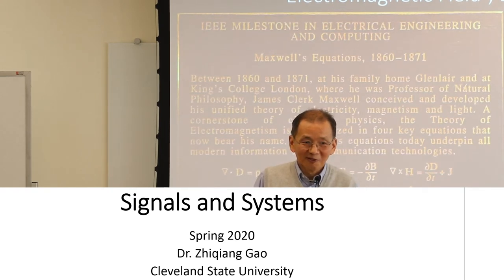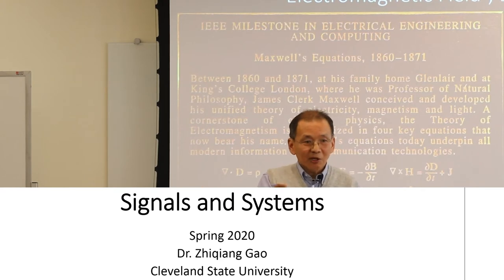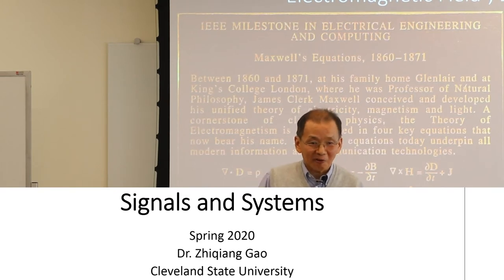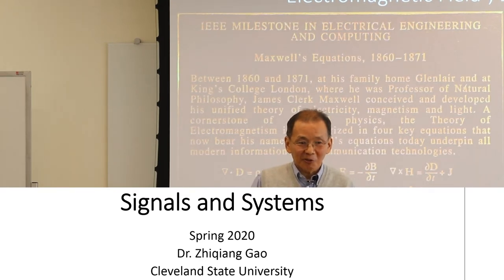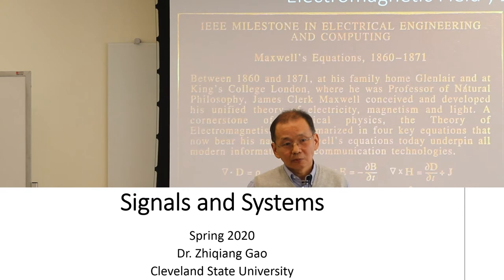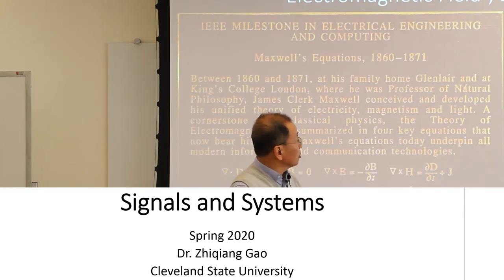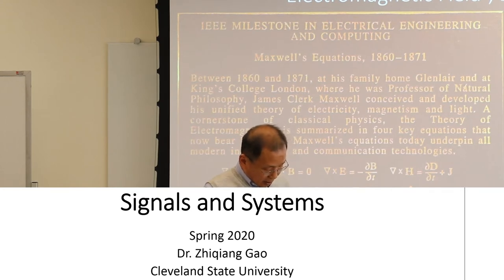What's wrong with us? So it took him 9 years. He lived with his mother. He even refused the welfare. He said, I don't need the government subsidies. But he gave us these equations. So I will continue this story on Thursday.